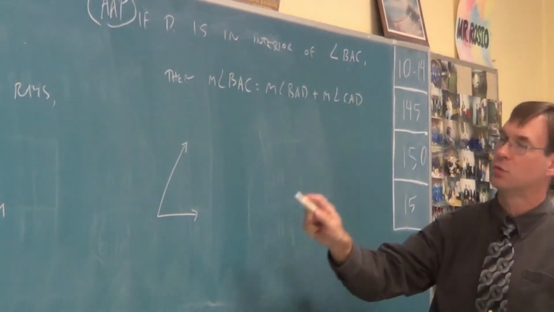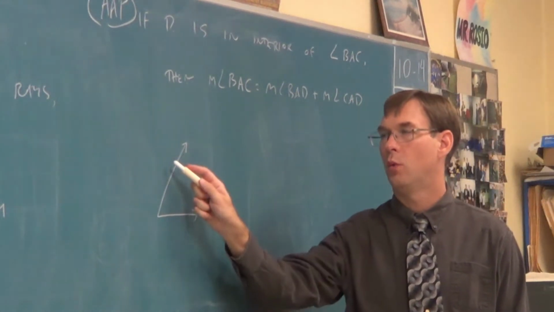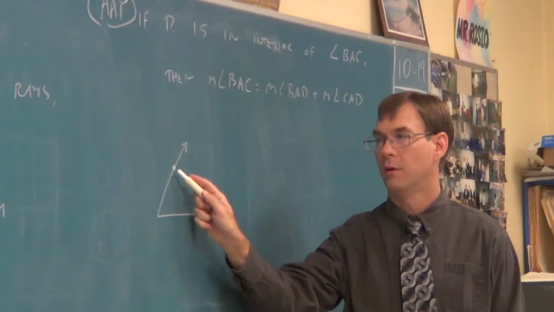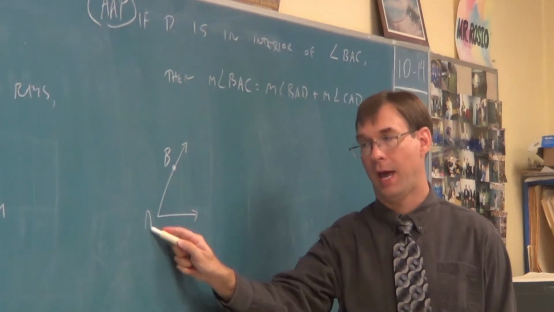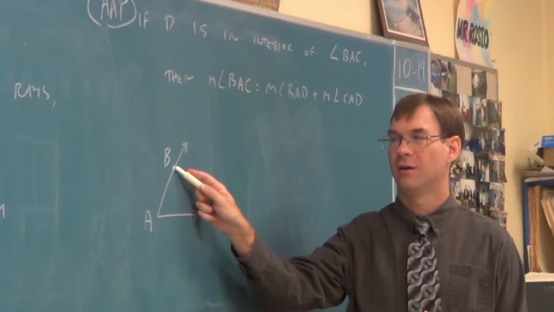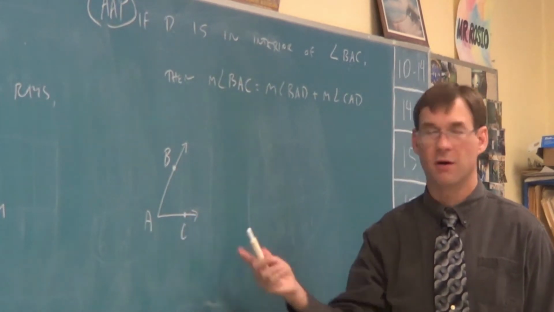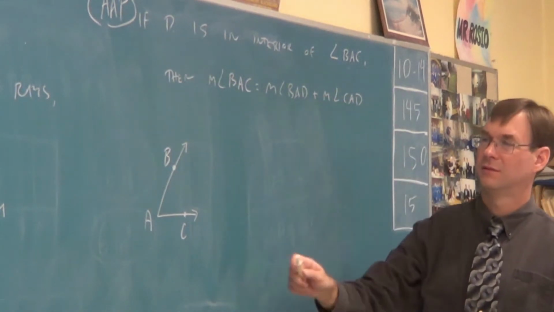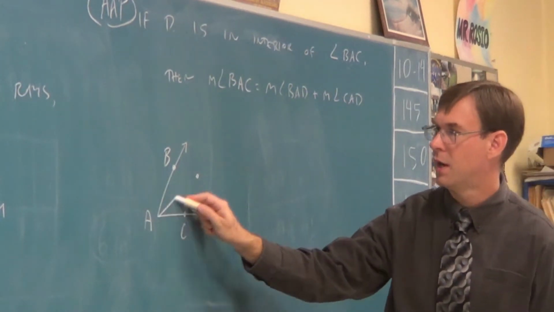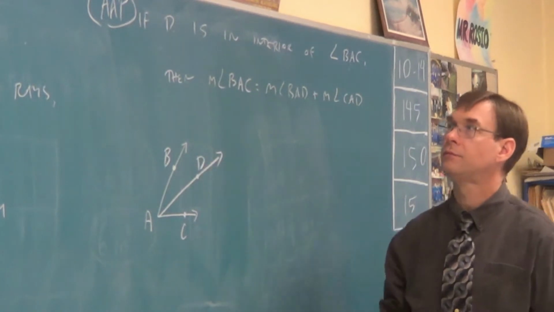If this angle is BAC, what might I put here? B. What do I have to put here? A. Who else could I have put there? C. B and C are interchangeable. Where should I put the D? In the middle. Somewhere in the middle, and make another angle out of it.